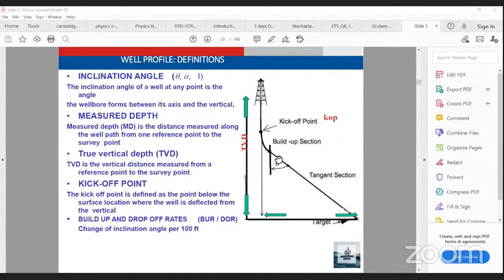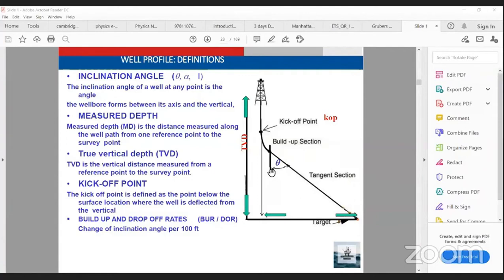Every point on the well path has a first characteristic, or first feature, called the inclination angle. If I want to know the inclination angle of this point, we make a vertical line and then measure the deviating angle, the angle from the deviating line to the vertical line. This is called the inclination angle.